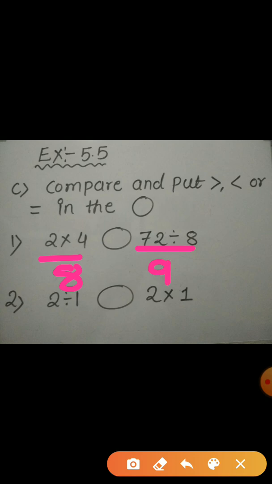Now which one is bigger in 8 and 9? 9 is bigger, right? And 8 is smaller. It means the left hand side is less than the right hand side. So you can put here less than symbol.